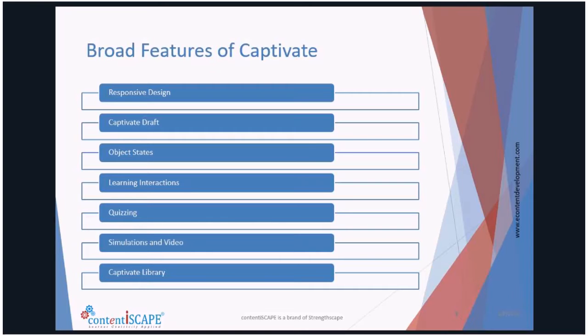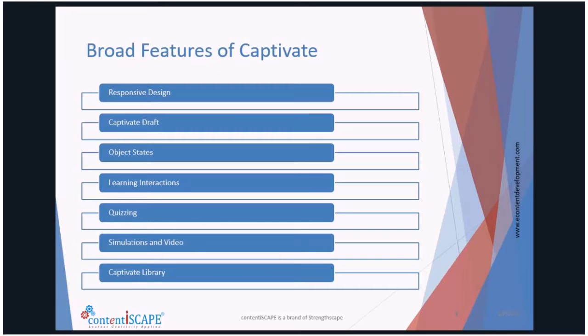Now, the Captivate 2019 release has fluid boxes layout mode, which provides arrangement of objects and predictably changes the layout of all the items on the screen to any device size. So one content, multiple outputs, multiple devices is the broad feature of Captivate.